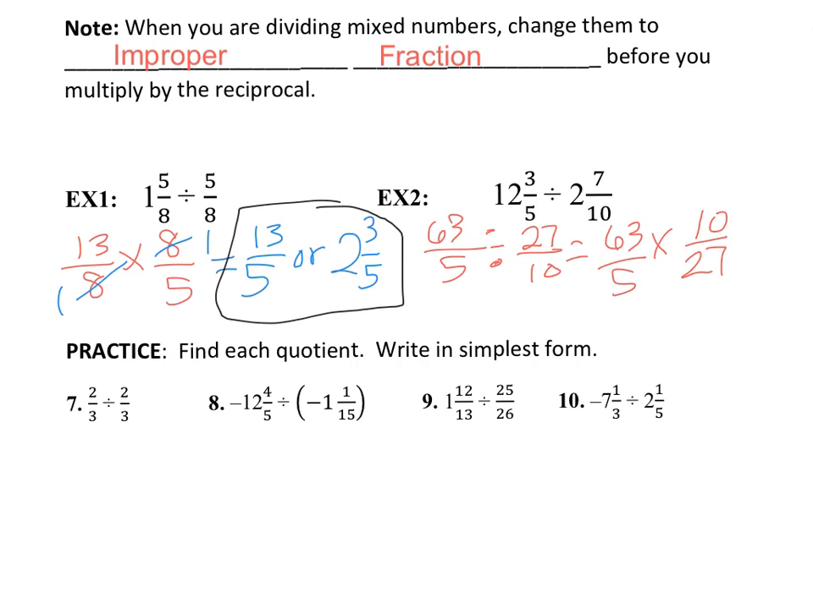Now my last step is to cross divide. 5 and 10, which leaves me a 2 and a 1, and then 63 and 27. They both are divisible by 9, so that leaves me a 3 and a 7. So my final answer ends up being 14/3, or if I change it back into a mixed number, it can be 4 2/3.